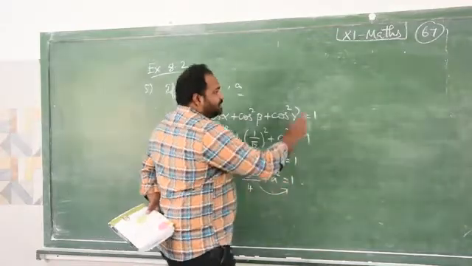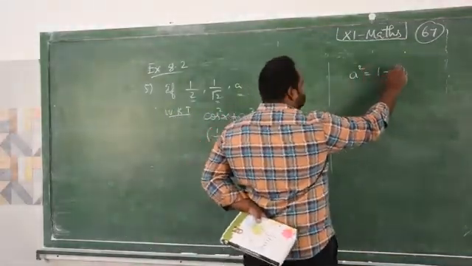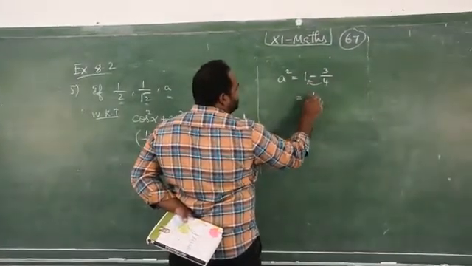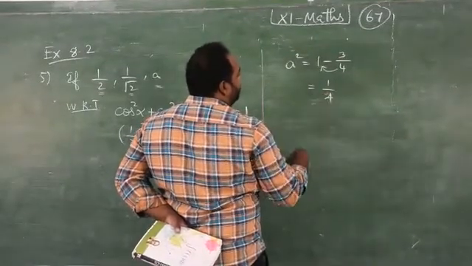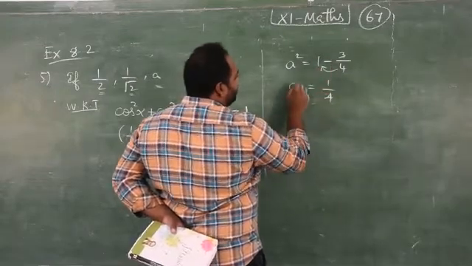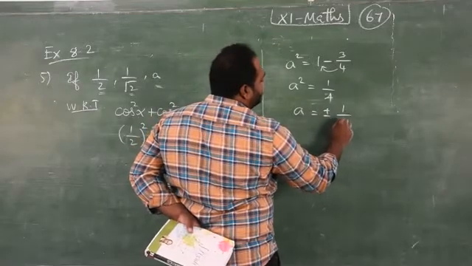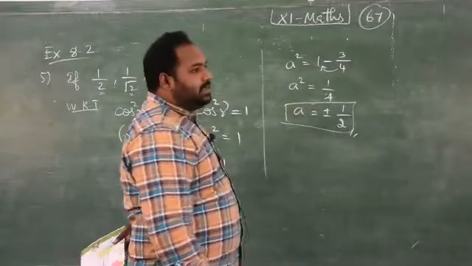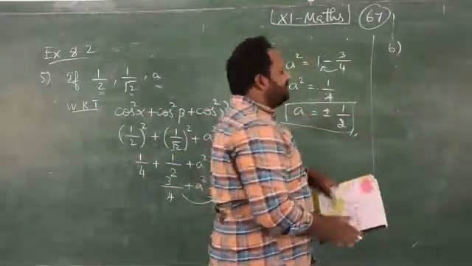Carrying this to the other side, a square equals 1 minus 3 by 4. Cross multiply: 4 minus 3 is 1, so a square is 1 by 4. So a equals plus or minus 1 by root 4, which is 2 directly. The value of a is plus or minus 1 by 2. Problem number 5 over. Next, problem number 6.